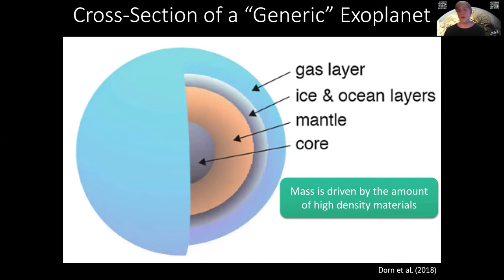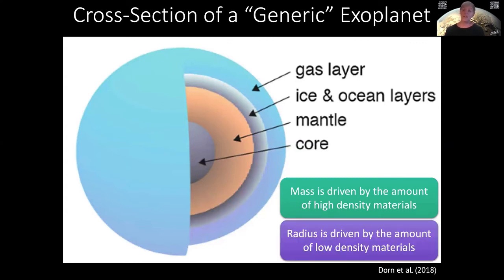So if you really pump up the amount of iron, you get a bigger core, and that causes your planet to be more massive. If you have a larger amount of low density materials, that wouldn't change the mass of the planet too much, but it would cause the planet to appear significantly puffier.